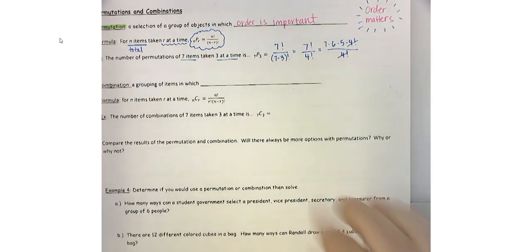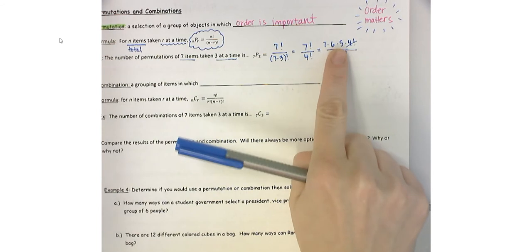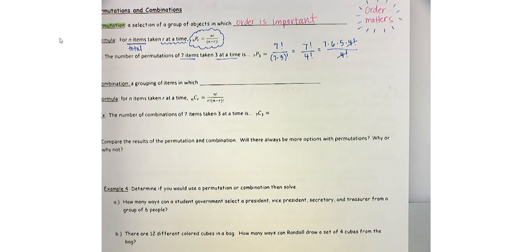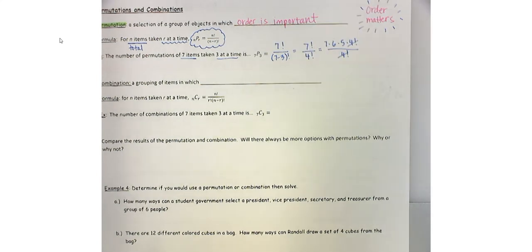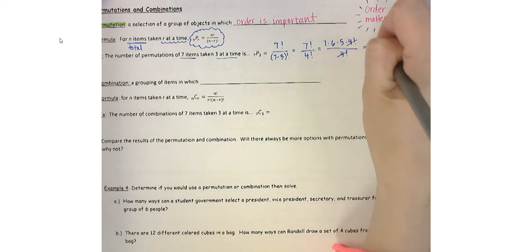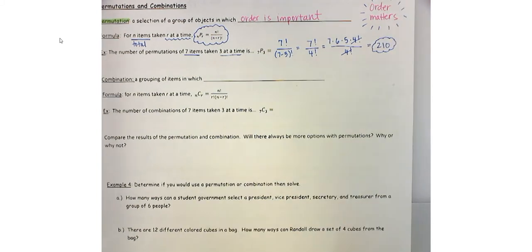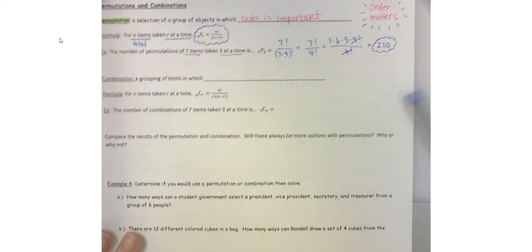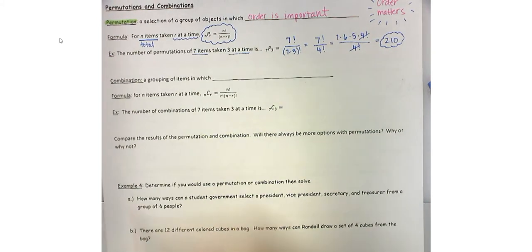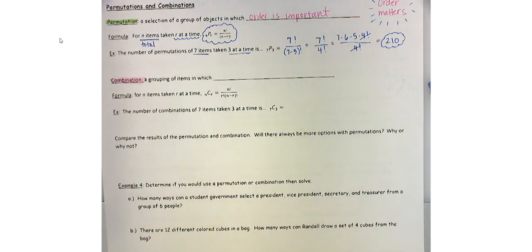Okay, for the combination, that is going to be a grouping of items in which order does not matter. Okay, so this is often like a group where you don't have any special titles. It doesn't matter the order that these are going to appear in. Now let's look at this equation.